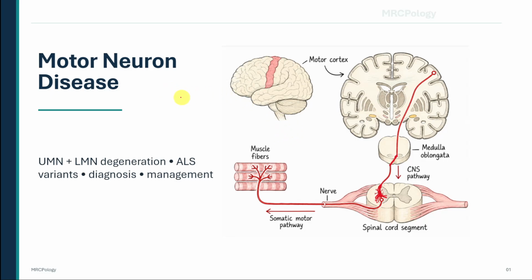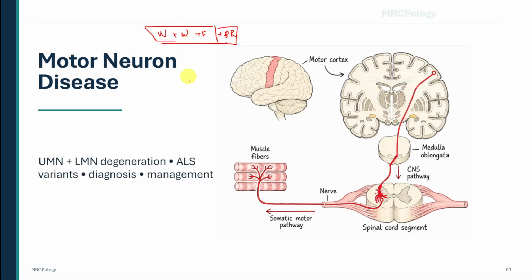Imagine a patient who develops progressive weakness of one hand. The muscles become wasted, fasciculations appear, and yet the reflexes in that same limb are brisk. Sensation remains normal. This combination of lower and upper motor neuron signs should immediately suggest amyotrophic lateral sclerosis.